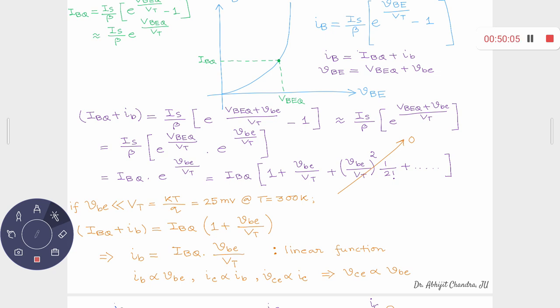And as long as you design some low power amplifier, I am not talking about the high power amplifier, for which case those higher terms will be used. But as long as you are going to design some low power amplifier, in that case, those higher terms are neglected, and the small signal base current and the base emitter voltage are related linearly. Clear?